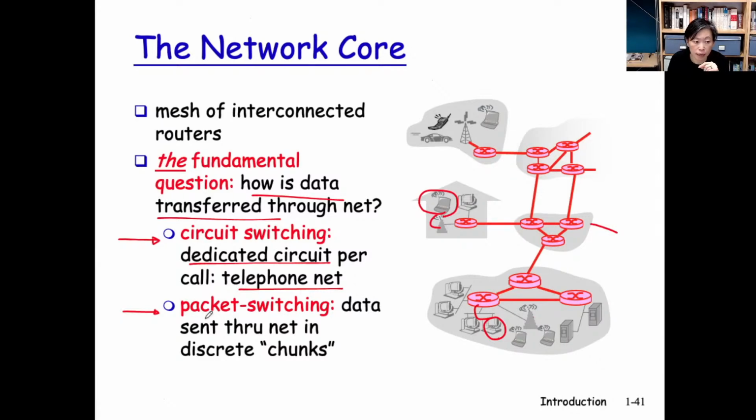The other technique, packet switching. Instead of allocating resources, creating a dedicated circuit, let's just use the entire link capacity and send data out no matter what. But we cut the data such that it's sent one chunk at a time. And to call such a chunk of data, we have this term called packet.